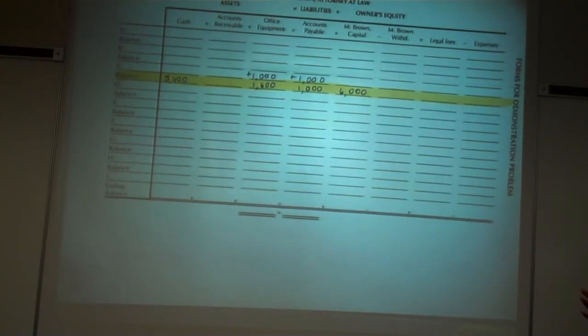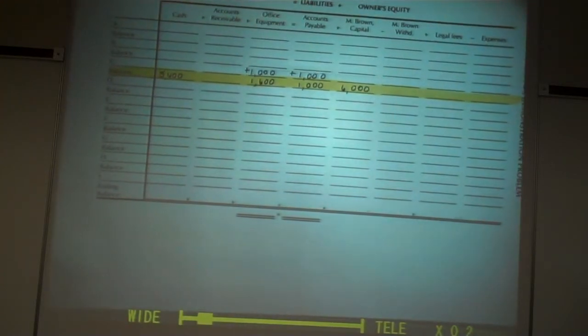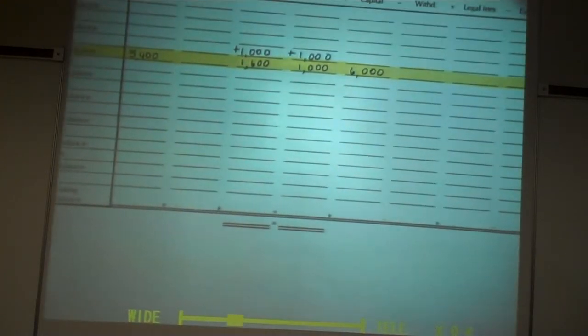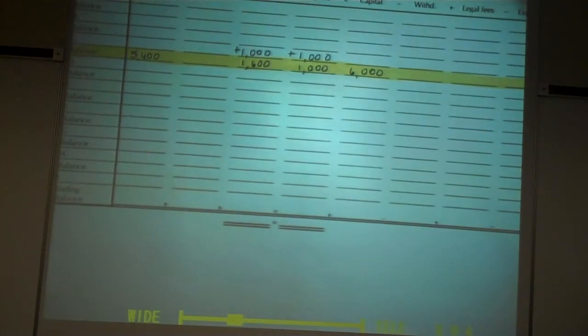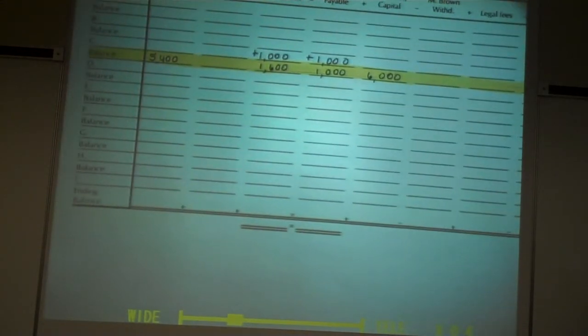Now, I don't have all the other transactions on mine because I think it will make it a little easier for you to read it. But on the last page, I have all of them. I'm trying to make it a little bigger. Are we still in balance? Yes. We are, aren't we?